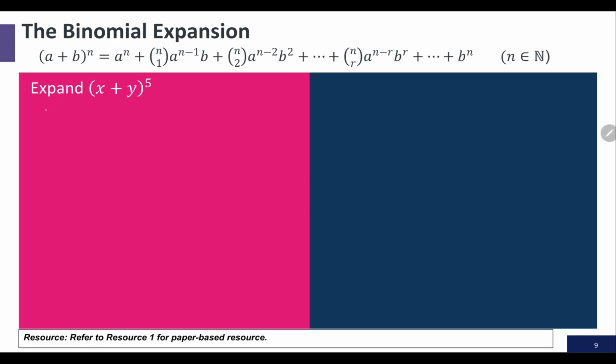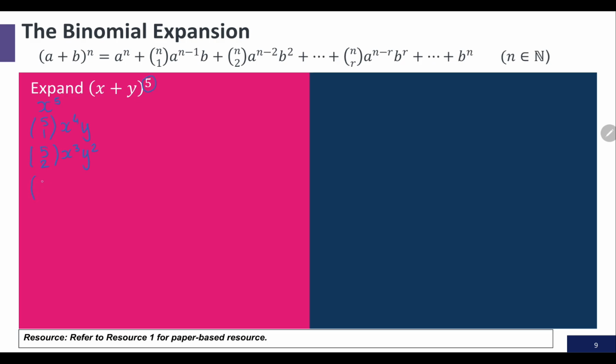The first term is x to the power of 5. The next term is 5 choose 1, x to the power of 4, and I can bring in y. The next one is going to be 5 choose 2, x to the power of 3, y squared. So those checks that we looked at earlier, if we remember that if we keep adding the powers up, they should make the power on the bracket there.